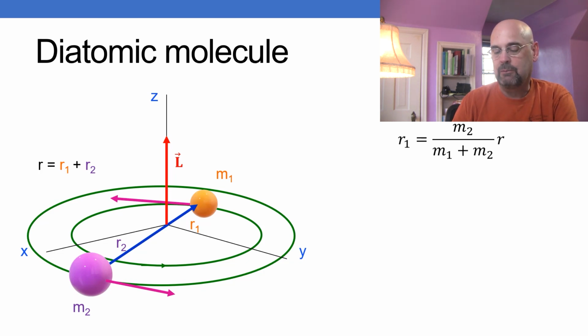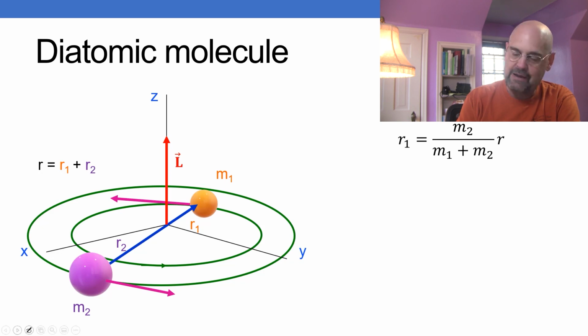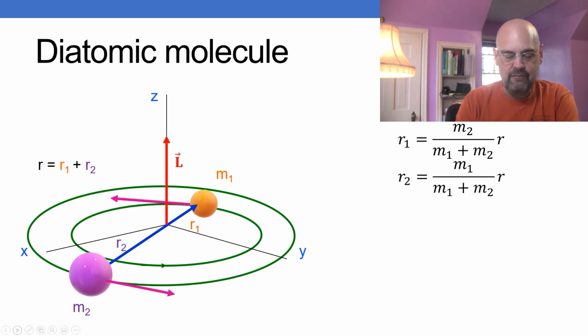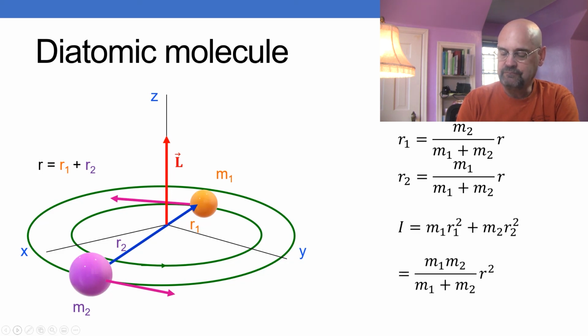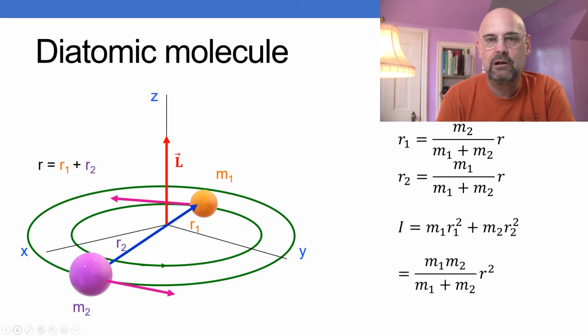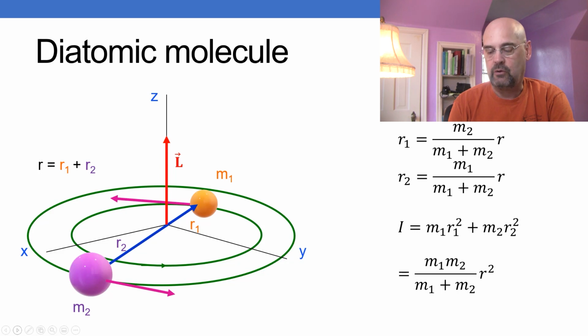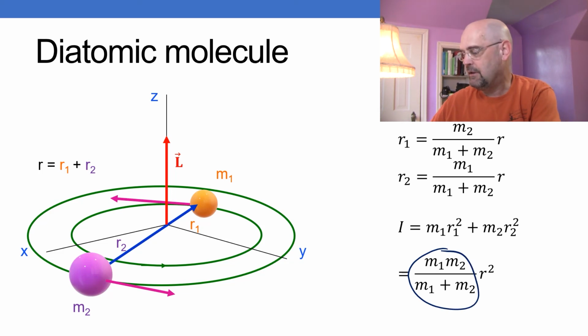And we can do a little manipulation. We can find out that R1 is equal to M2 over M, the total mass, times R. R2, the length for M2, is M1 over M1 plus M2 times R. It's a nice little proportionality. And we can show that the total moment of inertia is going to be equal to M1 M2 over M1 plus M2 times R squared. And this, of course, is just the reduced mass, if you've been looking ahead.